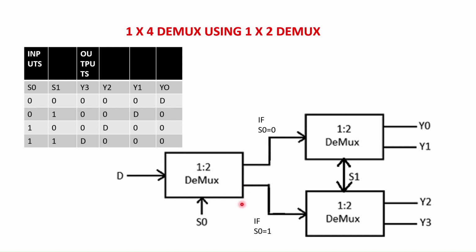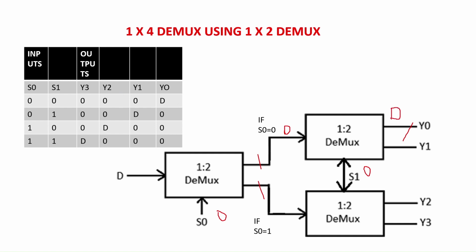Let us analyze this circuit. If S0 equal to 0, the applied input D will appear across this line. When S0 equal to 1, the applied input will appear across this line. So from this truth table we could analyze the circuit. When S0 equal to 0, D will appear across this line. When S1 equal to 0, the applied input will appear across this output line Y0. So when both the inputs are 0, 0, the input will be supplied to this output line Y0.